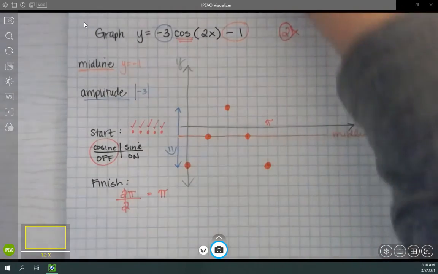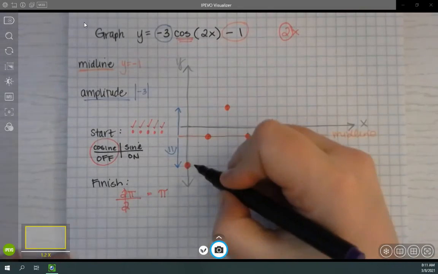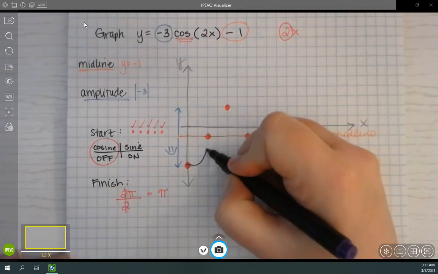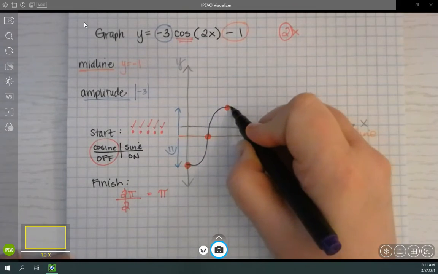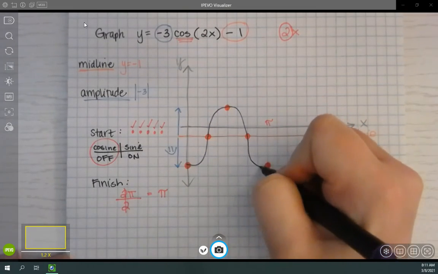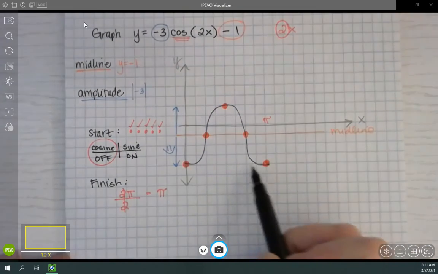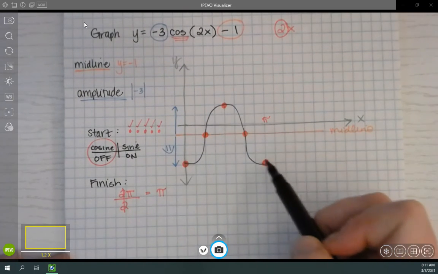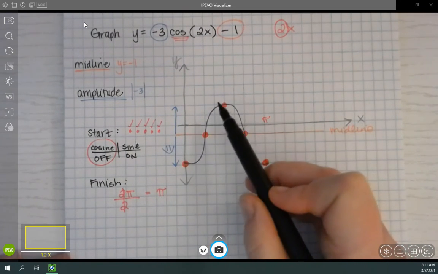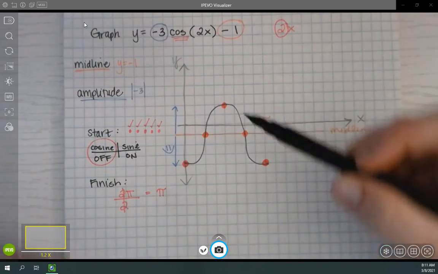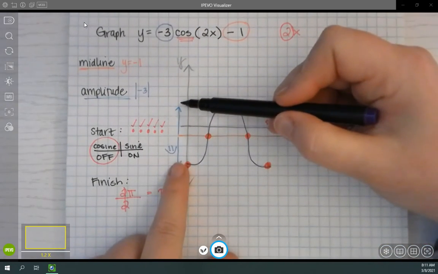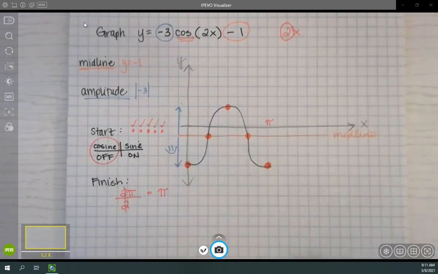So now it's time to finish it. Let's connect those dots. Waves are circular. Notice I start and end. Here's a full cycle. I'm below the midline and above the midline to make it happen. And I made sure my amplitude is recognized both below and above. And this is how you graph a cosine.